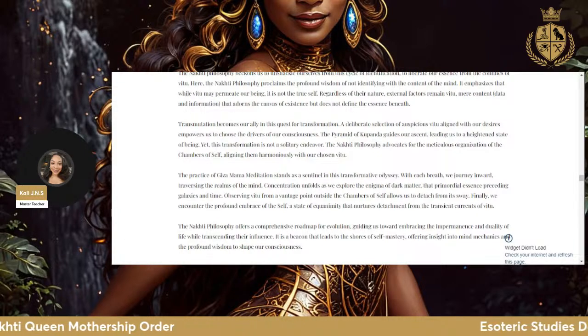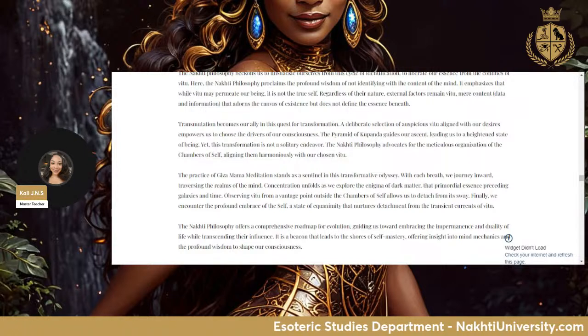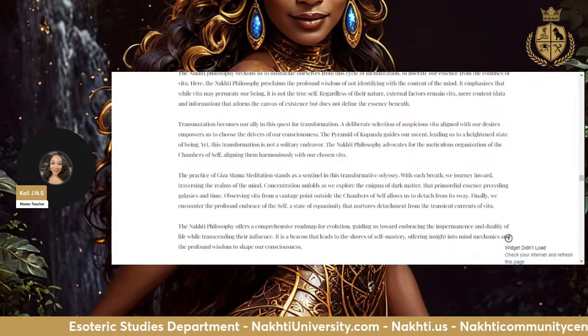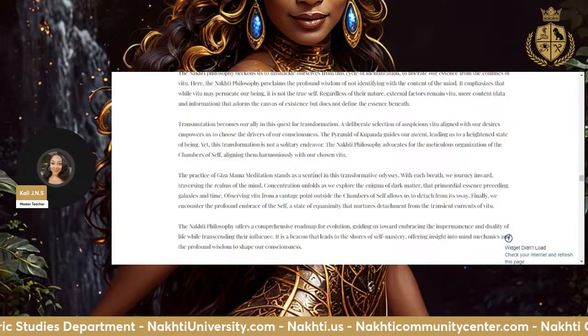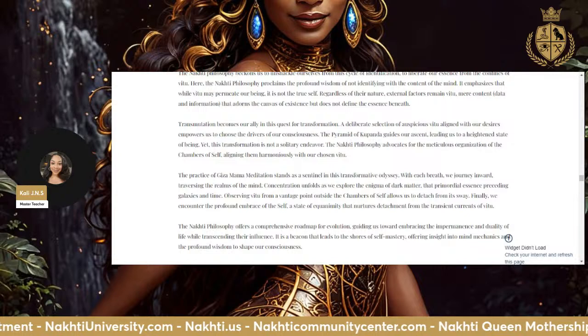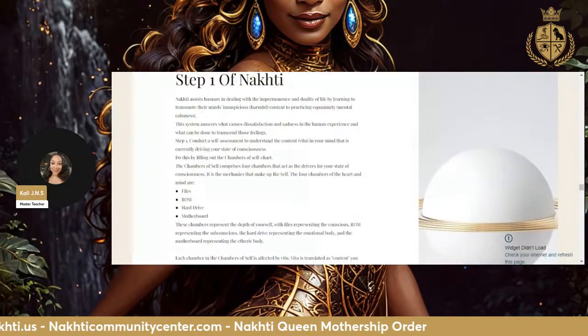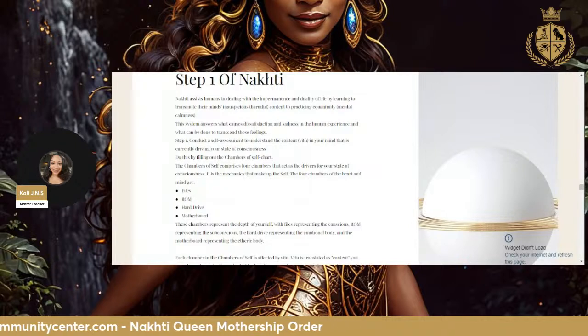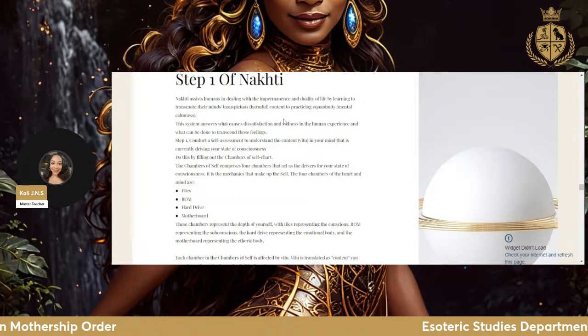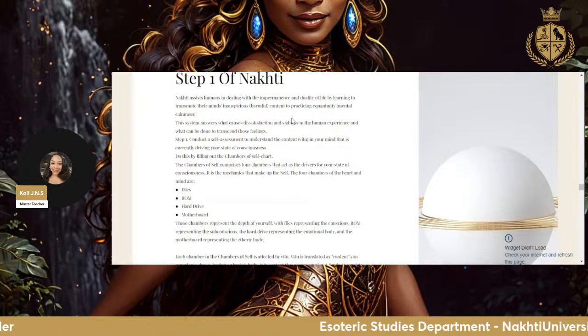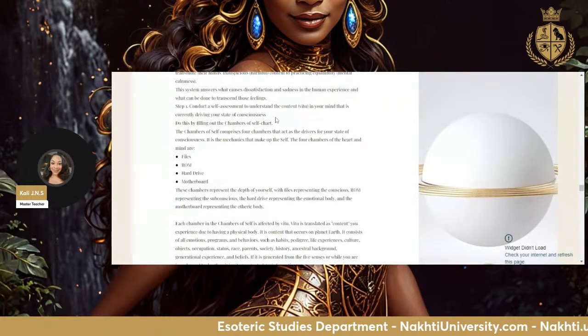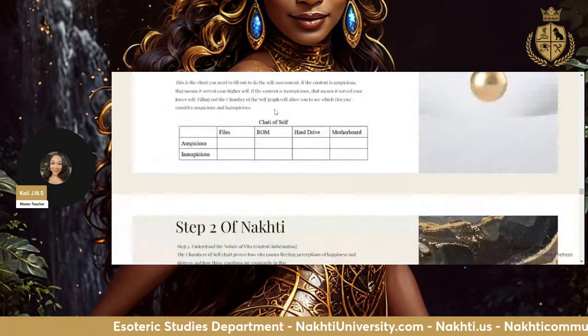It says coming civilization. And so the next step after we realize the nature of V2, we did our chamber of self chart. We now understand what's programming our mind. Matter of fact, let's look at the chamber of self chart right here. Step 1, we already went through. You're going to deal with the impermanence and duality of life by learning to transmute your mind's inauspicious content by practicing equanimity, mental calmness. So you're doing your self-assessment right here.